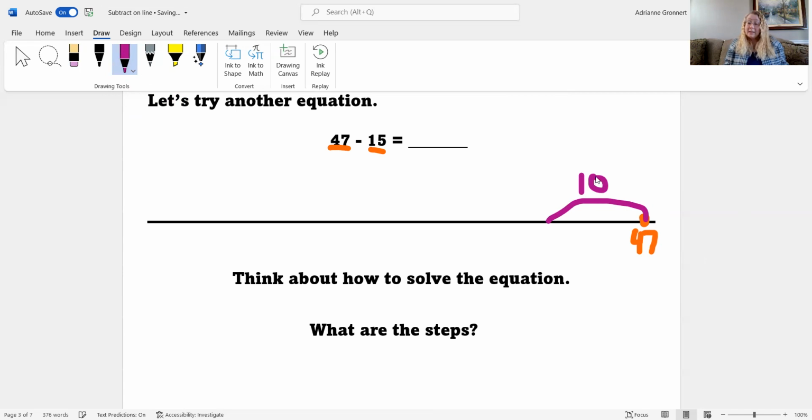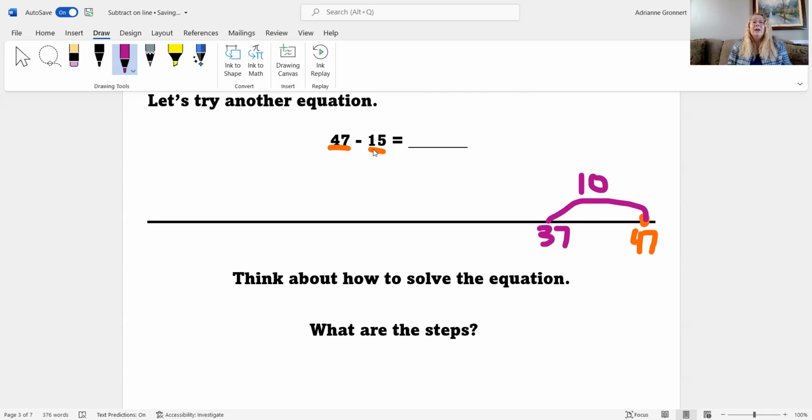Okay. Now what do I do? That's right. I need to count backward by 10 to see where I landed. 47, take away 10. Well, that's easy. That's 37 right there. Okay. Now what do I do?